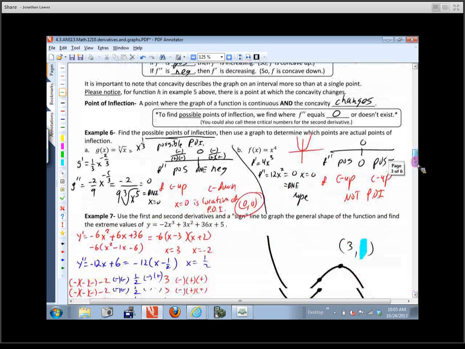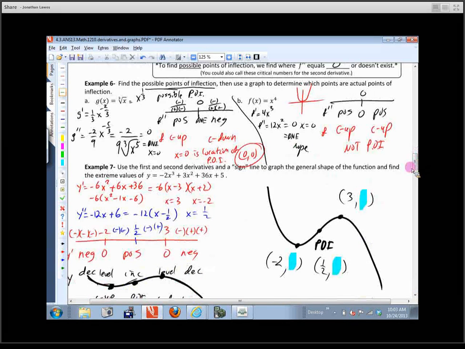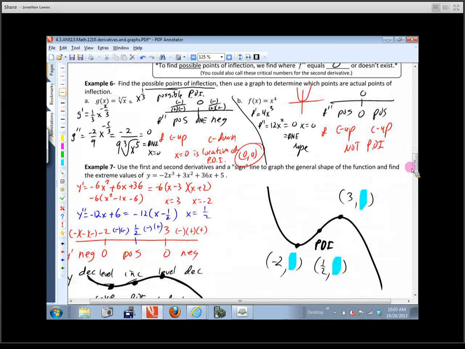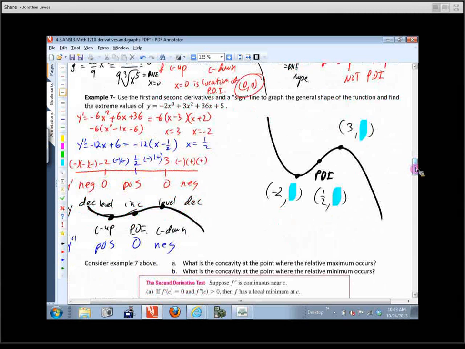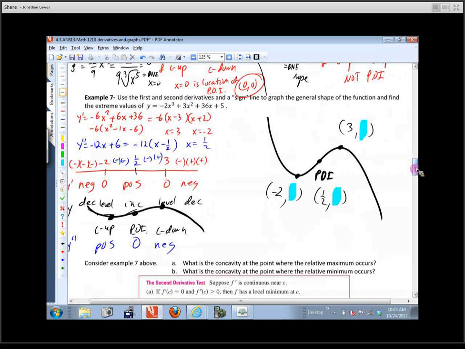Concavity isn't quite as useful as increasing and decreasing for drawing sketches, but it does have some interesting applications, particularly in physics and astronomy and stuff like that. So keep those things in mind. We are going to show one other use for it that does come in handy occasionally for a specific type of question. We did example 7, where it says, find the first and second derivative and use a sign line to graph the general shape and find the extreme values.